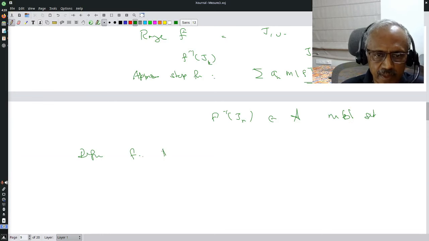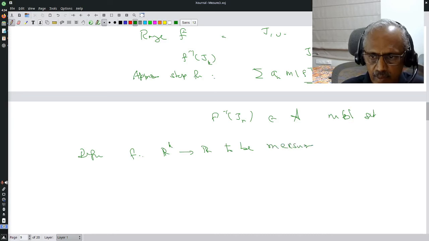Right? Therefore, I define f from R^k to R to be measurable if for every interval J in R, f inverse of J belongs to A. That is, it is also measurable.